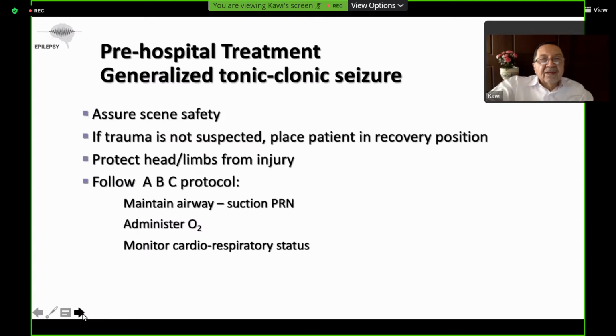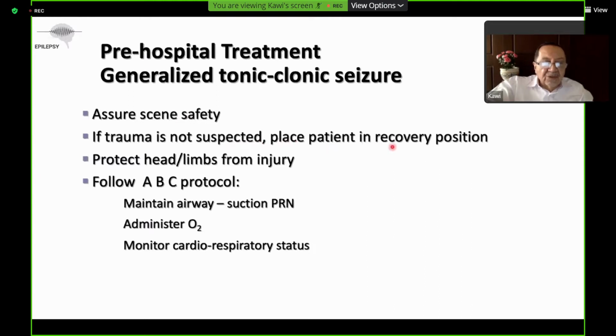And then if we encounter a patient on the street having generalized tonic-clonic seizure, the first thing is to assure the safety of the scene. That means that the patient is falling and thrashing on the ground. We put him in a comfortable position. We put away anything that may move and may fall over him and injure him. If trauma is not suspected, we place him in the recovery position.